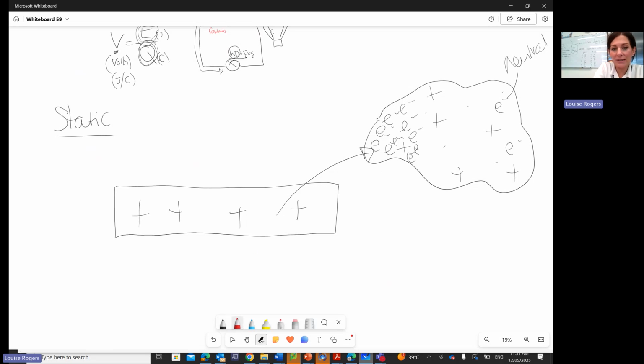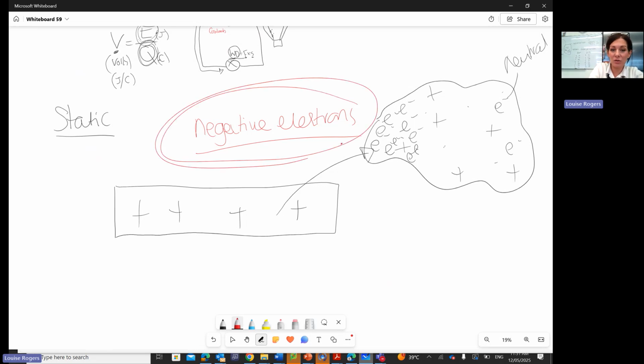Little key here, guys. Just automatically call electrons negative electrons. Call them negative electrons, because then you're not going to miss out on any marks. If you just say electrons and then don't explain that this is negative, you're not going to get marked. So from now on, whenever you say electrons, just call them negative electrons, and that's a mark in the bag there. You don't even need to say anymore.